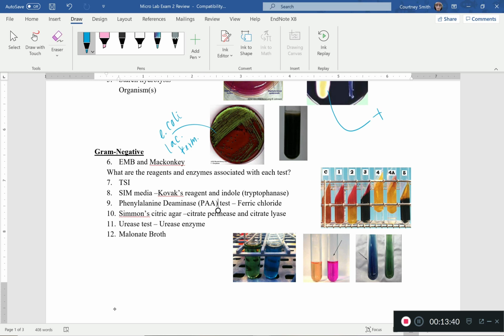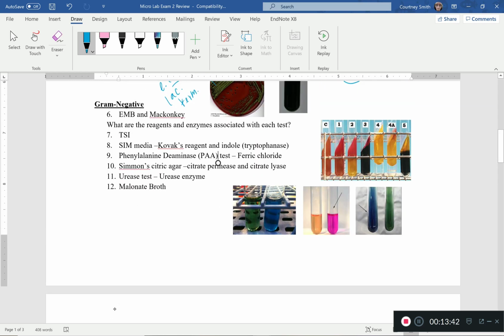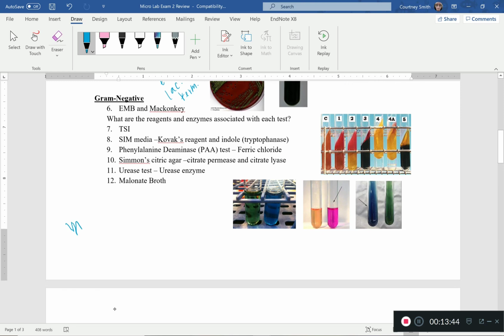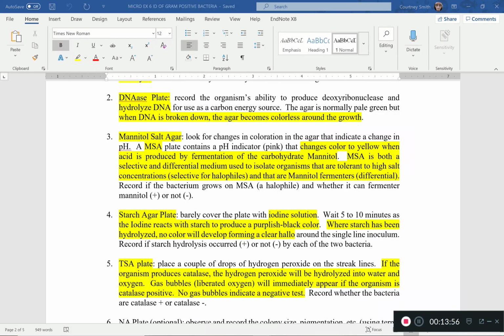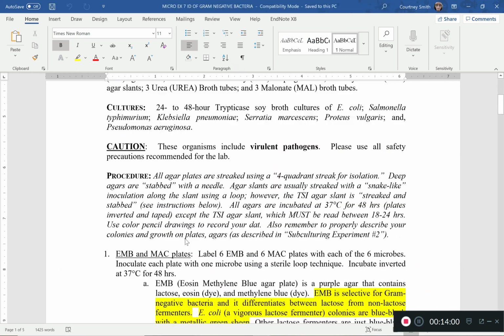For MAC, I'm going to write it in over here. So Mac plates. Whoa, I don't know what happened right there, guys. It freaked out on me. Okay, so for Mac plates, so let's go and look to see what Mac plates do. Oop, wrong protocol.